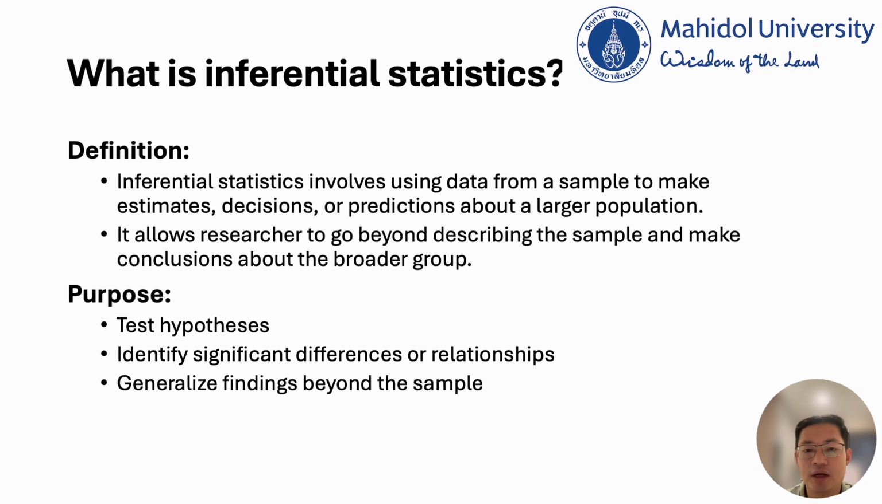Inferential statistics allows researchers to go beyond describing the data they have and make logical conclusions about a larger population. Instead of studying every single person, we study a sample and use statistical tools to estimate population characteristics. This includes testing hypotheses, finding differences between groups, or assessing relationships between variables. Inferential statistics is essential in the social sciences because we usually work with samples, not entire populations.